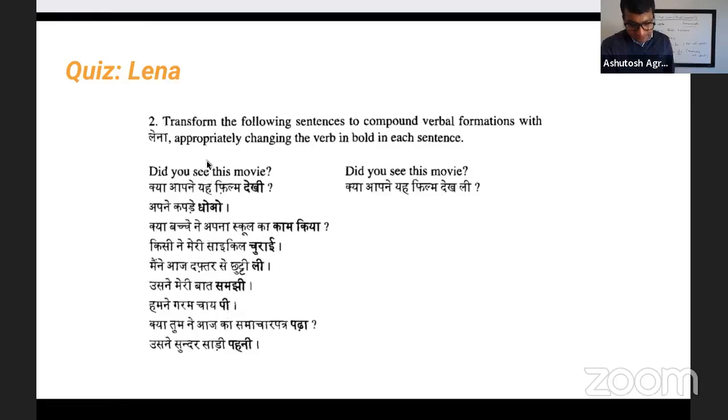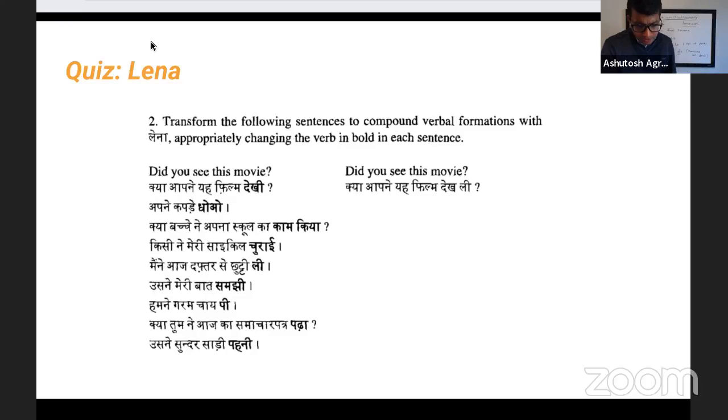Awesome. Nandini ji, do you want to try this one? क्या तुमने आज का समाचार पत्र पढ़ा? What does it mean? Did you read today's newspaper? Very good. क्या तुमने आज का समाचार पत्र पढ़ लिया? So the verb is padhna, used in the past tense as padha. She changed it to padhna plus lena. Pad is kept as the base stem, and lena is changed into the past tense, pad liya.